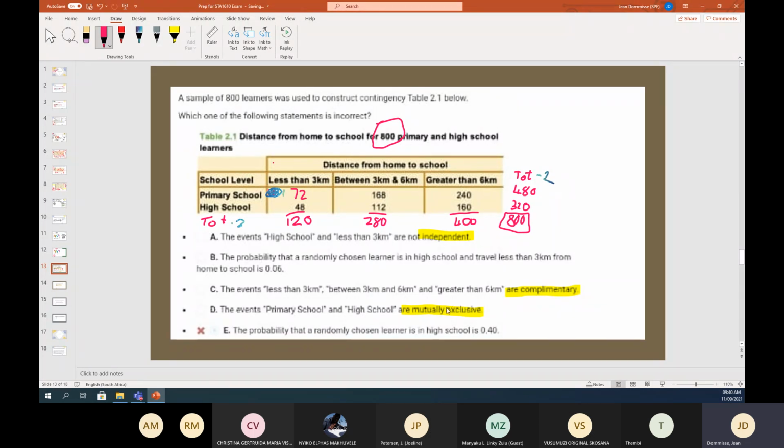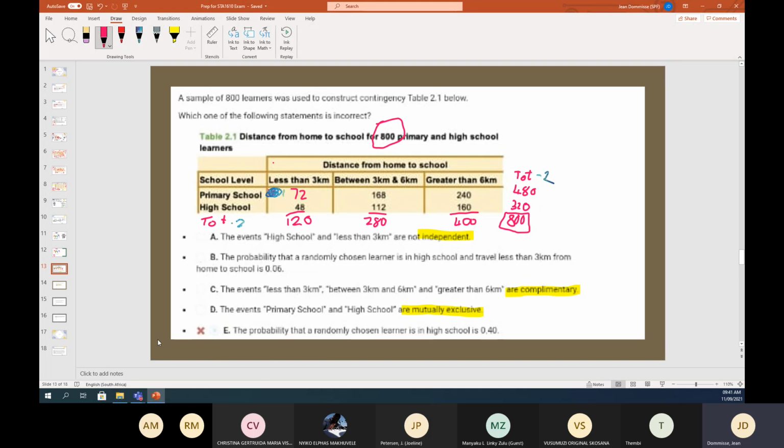Okay, then I normally skip the independent and mutually exclusive. I just want to make the other ones because that's normally easier. So if I say something like, what's the probability of learners that are less than 3 kilometers from school, or what's the probability of somebody being in high school? That's a much easier calculation.